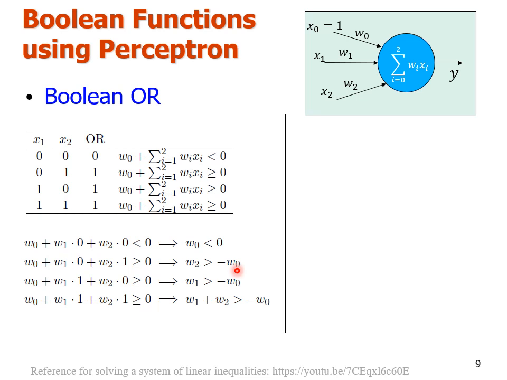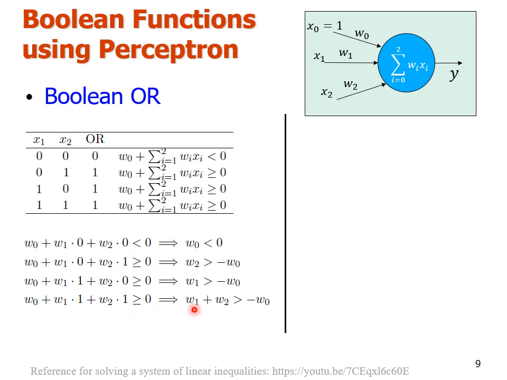Similarly, look at the third expression written using the third set of inputs. It becomes w0 plus w1 into 1 plus w2 into 0 greater than or equal to 0, and this implies the inequality w1 greater than or equal to minus w0. And now for the last set of inputs 1, 1, the expression becomes w0 plus w1 into 1 plus w2 into 1 greater than or equal to 0.